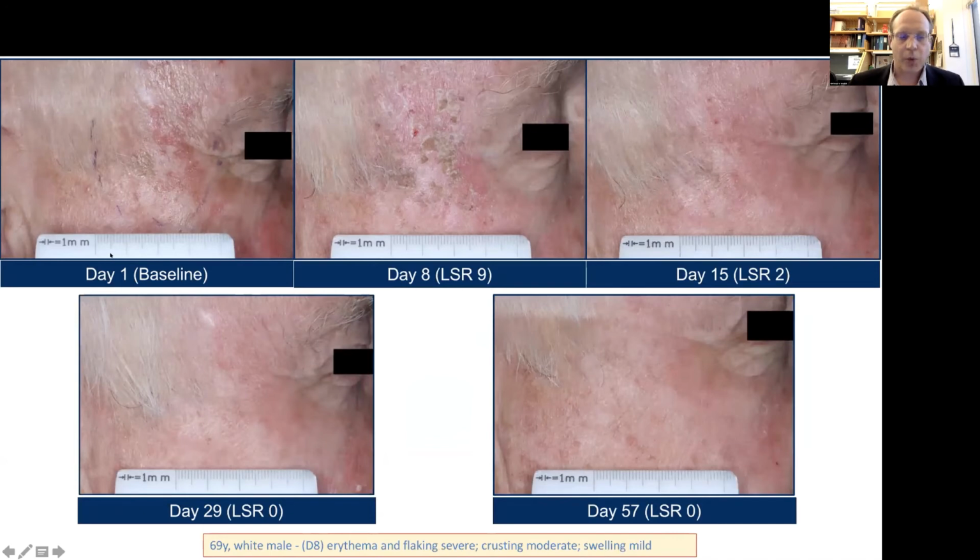Here's a 69-year-old white male looking around the right temple area, who on day 8 had some severe erythema, flaking, moderate crusting, and mild swelling. Again, this is showing some improvement at day 15 and a nice clearance of the AKs and reduction in these skin reactions, certainly by day 57.